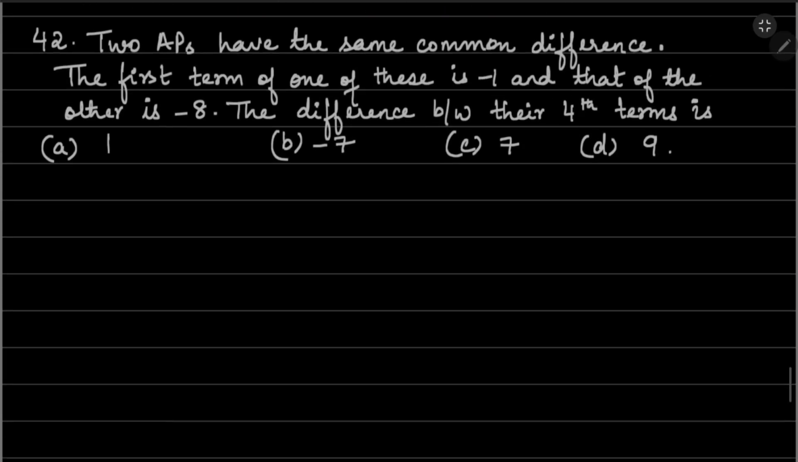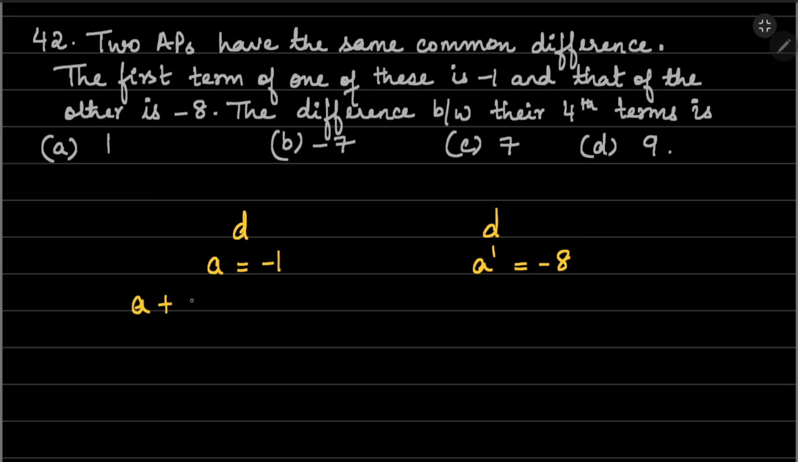Moving on to the next question. Two APs have the same common difference. Okay, so there are two different APs which have the same common difference. So D is the same between the two APs. The first term of one of these APs is, say, A equal to -1, and the other one, that is A dash, is equal to -8. Find the difference between their fourth term.